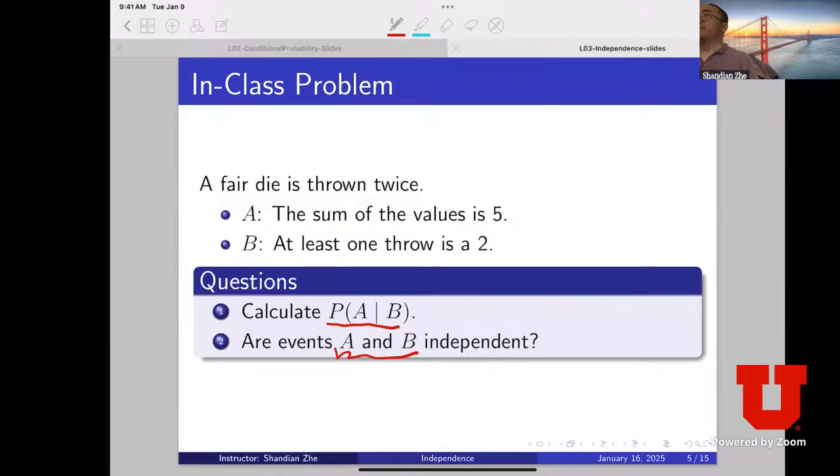Yes. Following the definition, we can calculate the conditional probability of A given B, and then compute the marginal probability of A. Then we just look at whether these two probabilities are identical. If they are identical, that means A and B are independent. So let's just do the calculation.